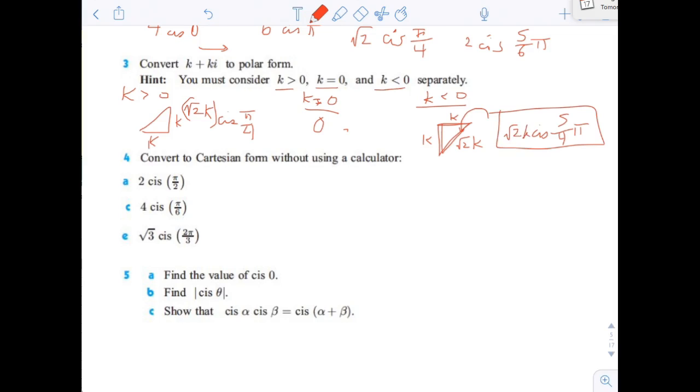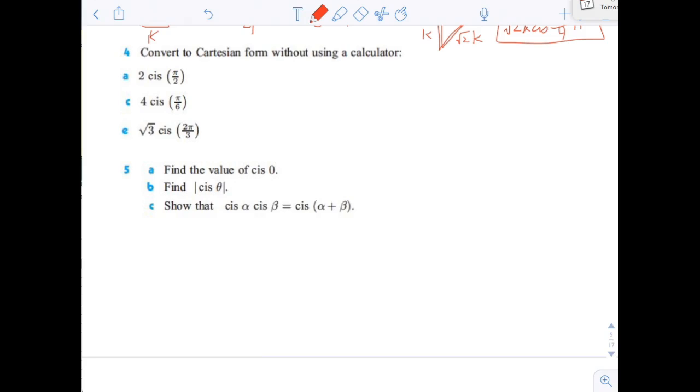Okay? Number 4, we're going to convert to Cartesian form without using a calculator. So we got 2 cis pi over 2. So we have a 90 degree angle, so that would be like that, and the length of the vector is 2, so it's just pointing straight up like that. If we were going to write this in Cartesian form, it's pointing in the imaginary direction, so it would basically be real part 0 plus imaginary part 2i.